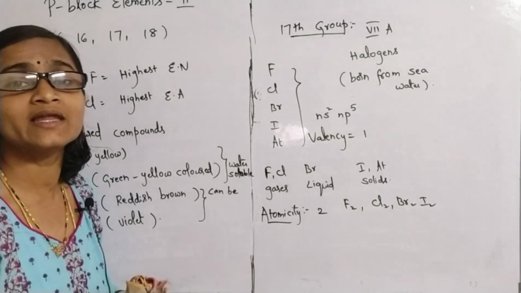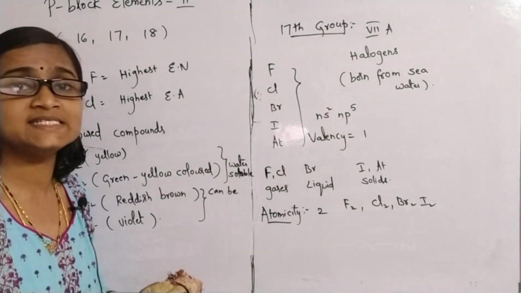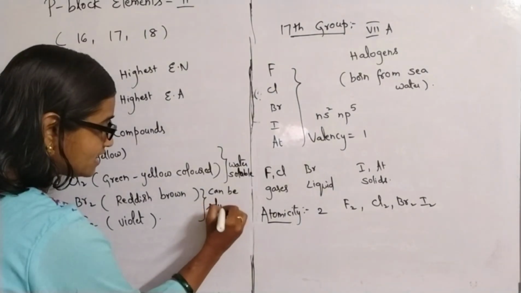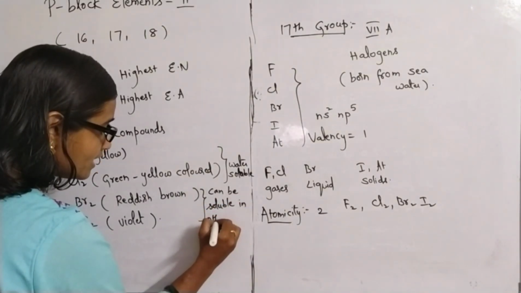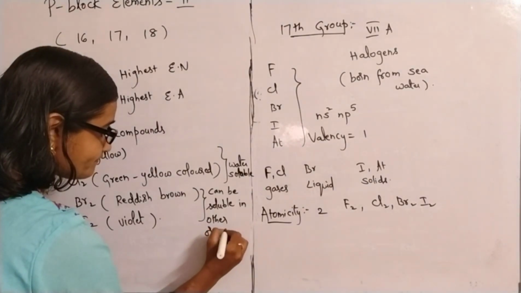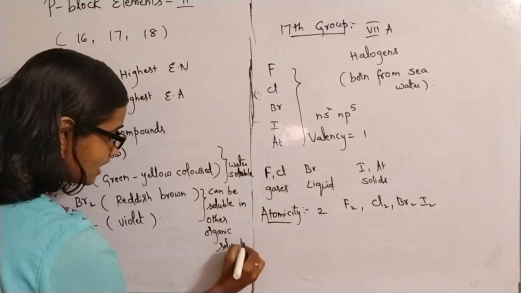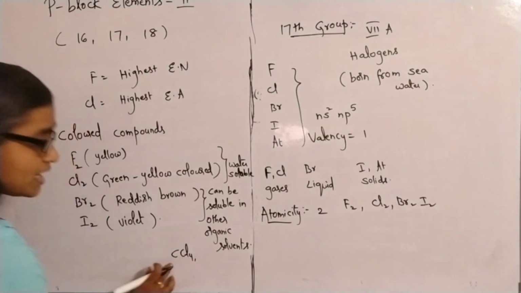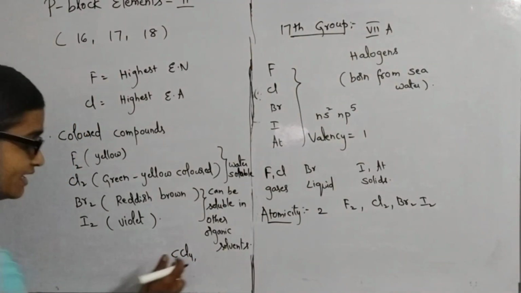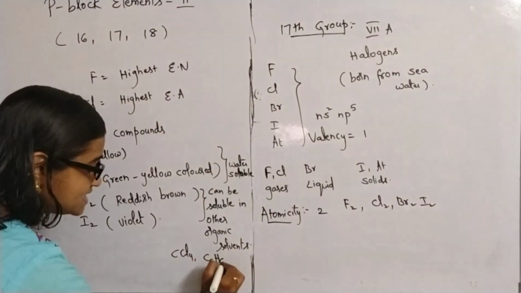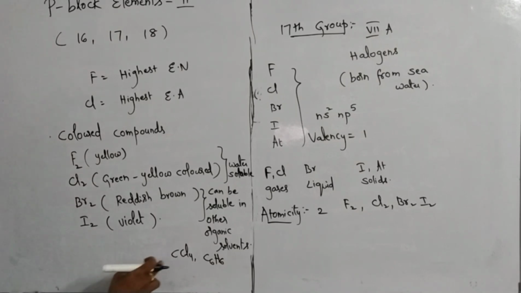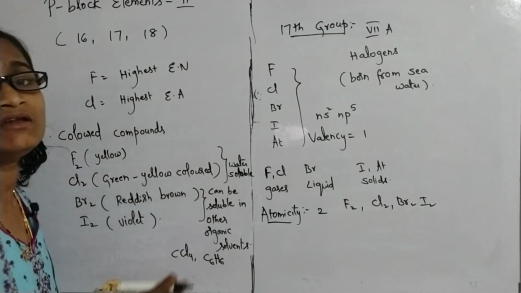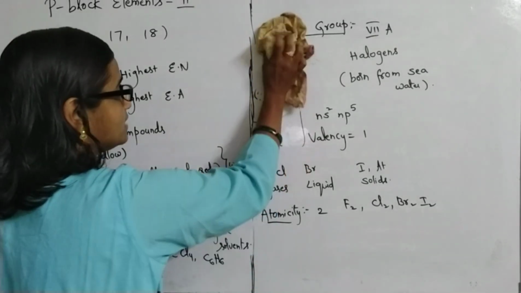Okay, now if you go for other organic solvents like what? Carbon tetrachloride, benzene. Even bromine and iodine can be soluble in other organic solvents also. Like CCl4. Carbon tetrachloride is an organic solvent. Benzene, C6H6, is an organic solvent. So in such kind of solvents also bromine and iodine can be soluble, whereas fluorine and chlorine are soluble only in water. Okay, so please remember that point.